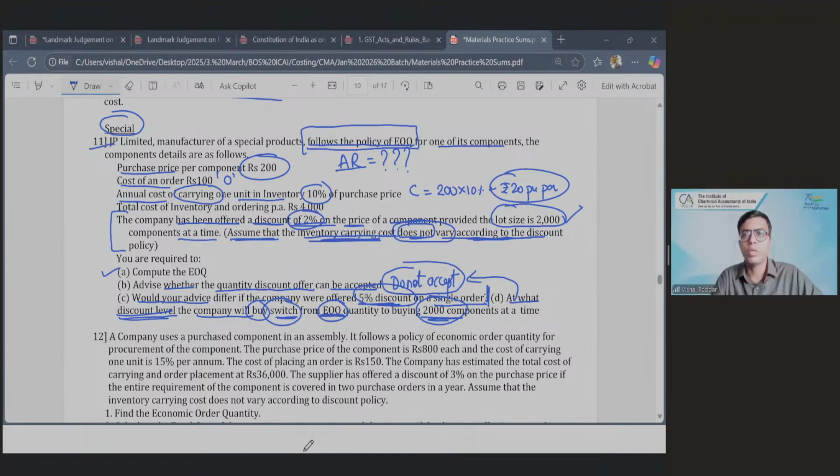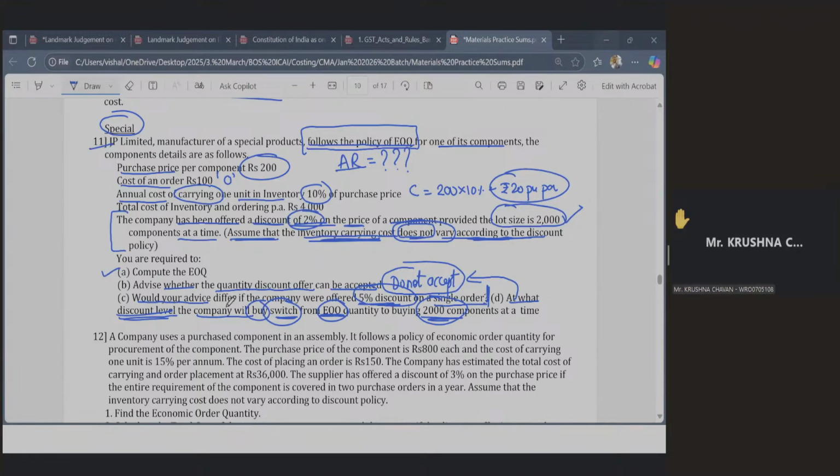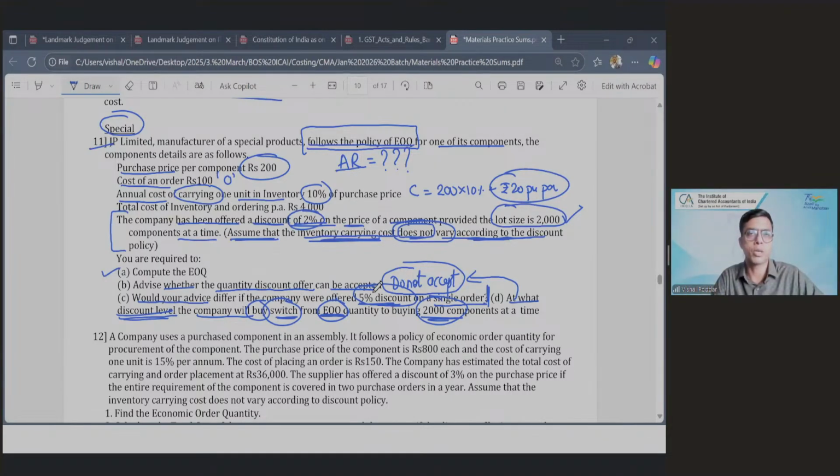The answer for D, the 5% discount, is not connected with C. It is connected with B. Why? Because in C you already gave the answer that you will accept the 5% discount. So why will they ask for another discount? And most important, in question C there was a single order of 4,000. In question D, they have said that when will you switch from EOQ to 2000, which you advised not to switch in B. I hope you understood better. So D is connected with B and not C.